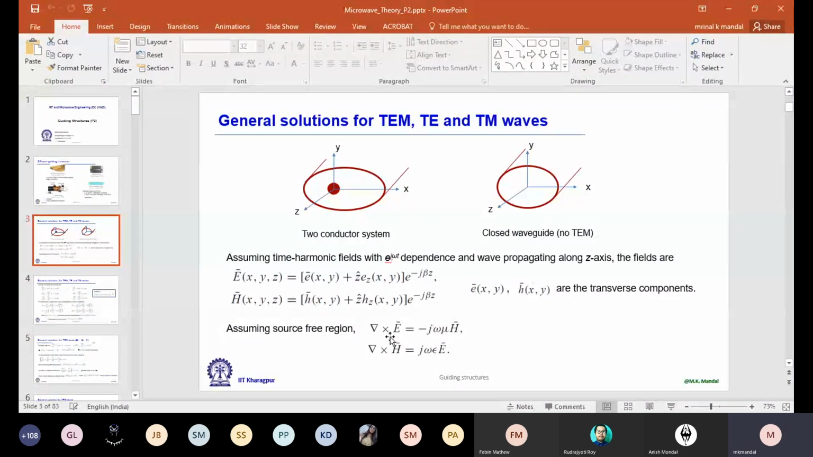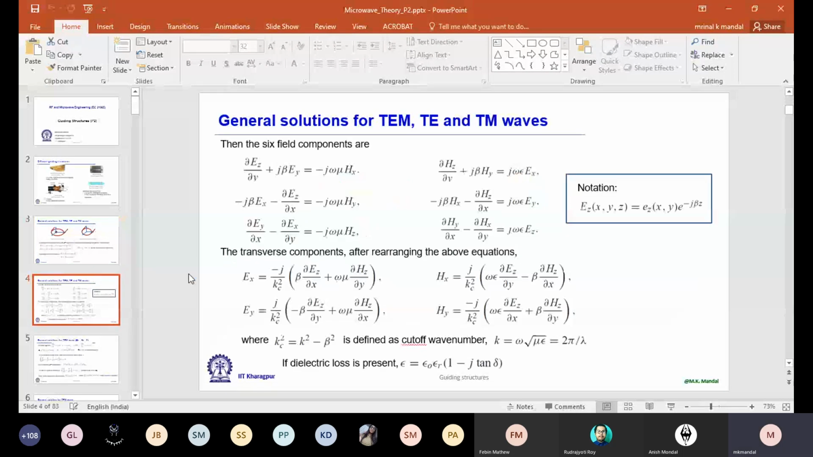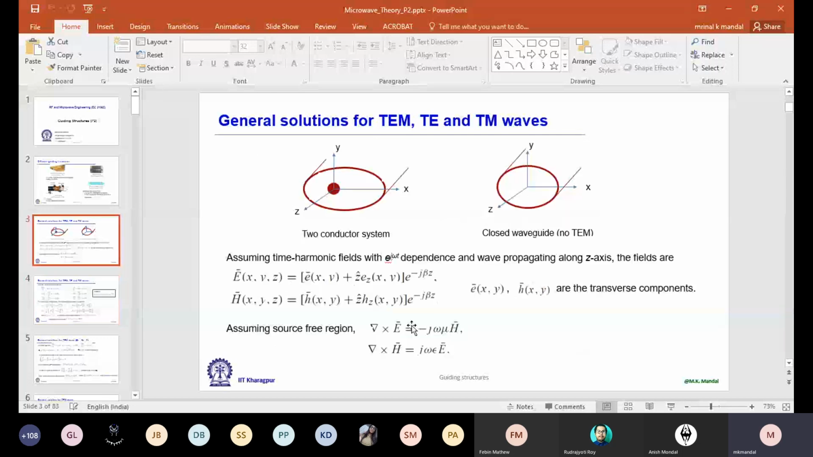Well, this is for the source-free region. Now we have 6 components of electric field and 6 components of magnetic field. So we can utilize this equation and relate the 3 components of magnetic field and the 3 components of electric field, so altogether 6 components. So we can relate it.